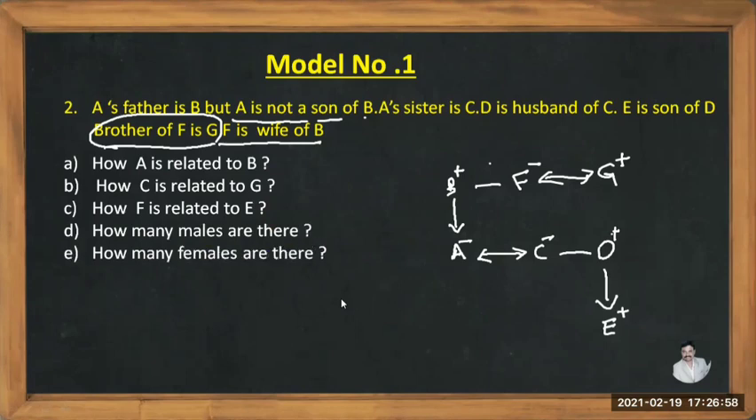There are many questions I framed here, five in total. How is A related to B? Easily we can find this. How is A related to B, my dear students? This relation is nothing but a father-mother relation. B is the father and A is a female person, so A must be the daughter. So the answer would be daughter.